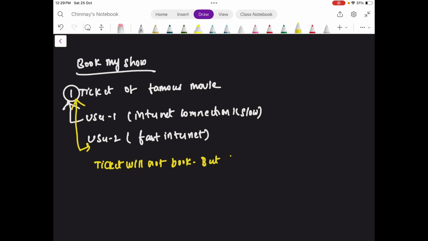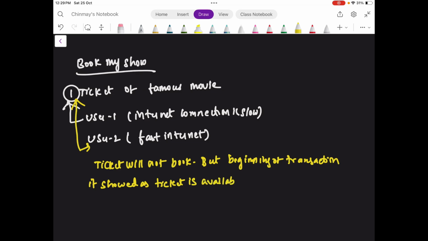But at the beginning of the transaction, it showed the ticket is available. Which is a bad experience for the user, right? He cannot understand what is happening. Not huge traffic here. With huge traffic, it may occur, there is a chance. But it is not huge traffic.